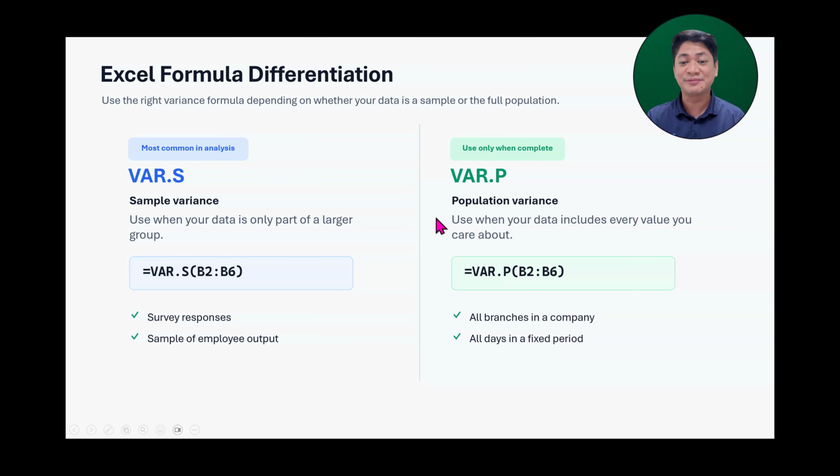Then use VAR.P, the population variance, if you are sure that your data includes everything that you care about, all the data that you need, the entire population, not just a sample like the first one. For example, all branches in the company: when you're sure that your data is from everyone, then you can use the VAR.P function. All days in a fixed period, for example, you can also use the VAR.P function for that. So to demonstrate these functions, let's go to Excel.